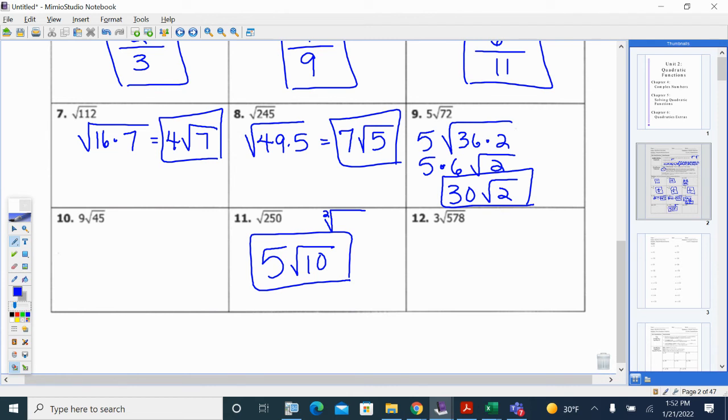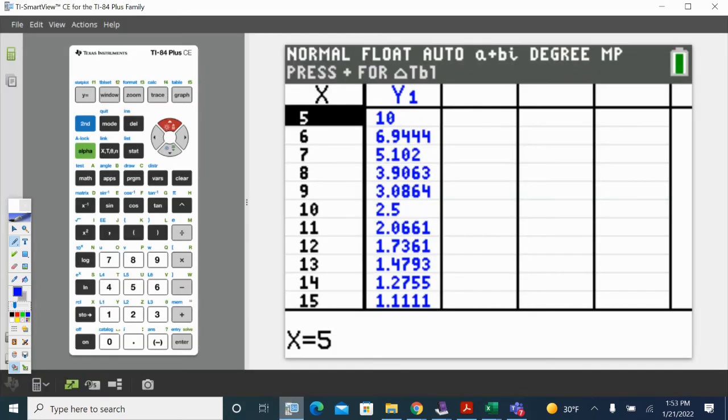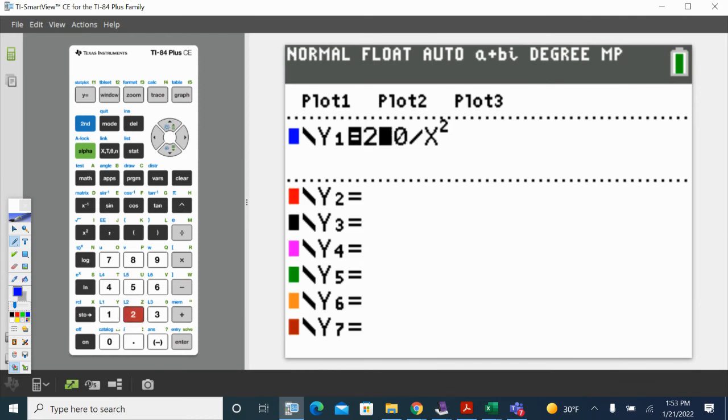Just to give you another example, let me jump back to number 8. I've already done 8 by hand, but let me show you how quickly this answer appears by doing it in the y equal. So I'm going to go back to the calculator, go back to y equal, and do 245, again divided by x squared because we're looking at a square root.